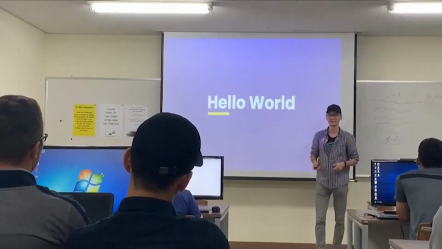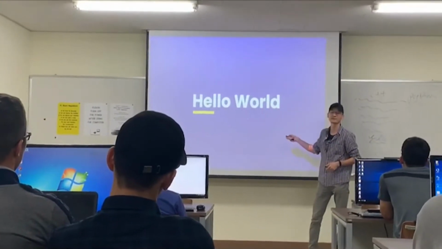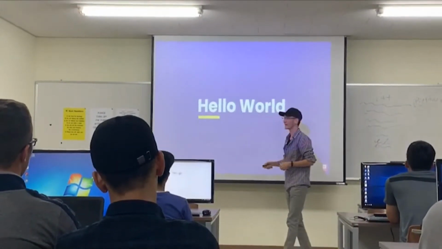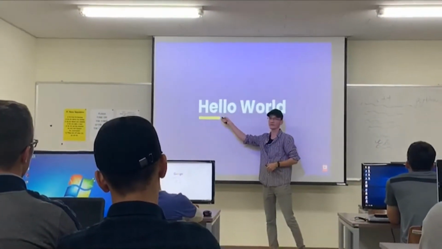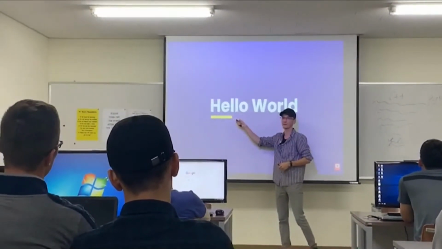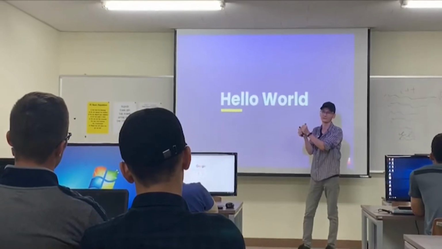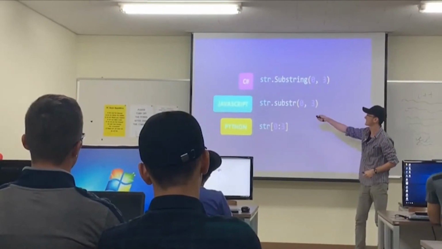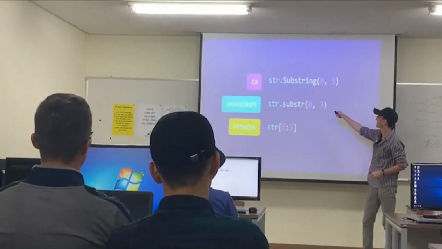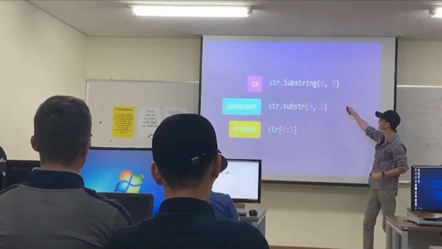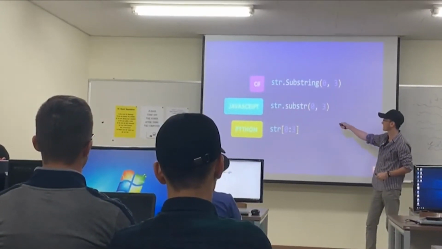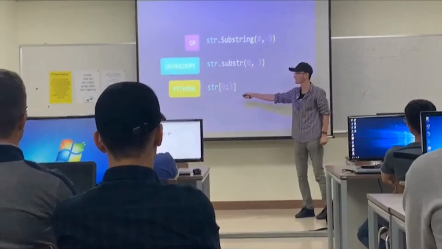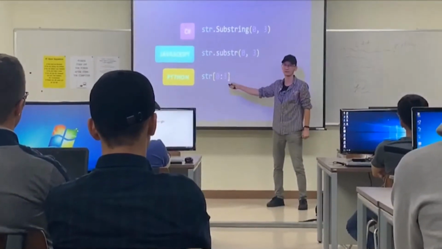Okay, one example. We have such a phrase, hello world. You know this, hello world. Now we would like to extract the first three letters, H-E-L, from hello world. In C#, it looks like this: str, and this command just extracts. In JavaScript, str.substring(0, 3), but in Python, str[0:3]. You see the commands, it is short, really short.